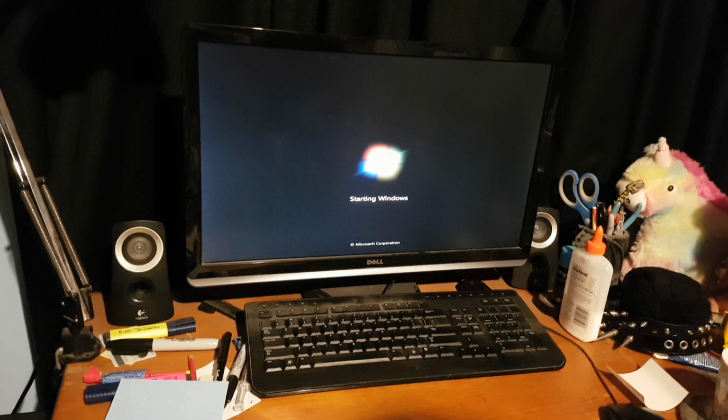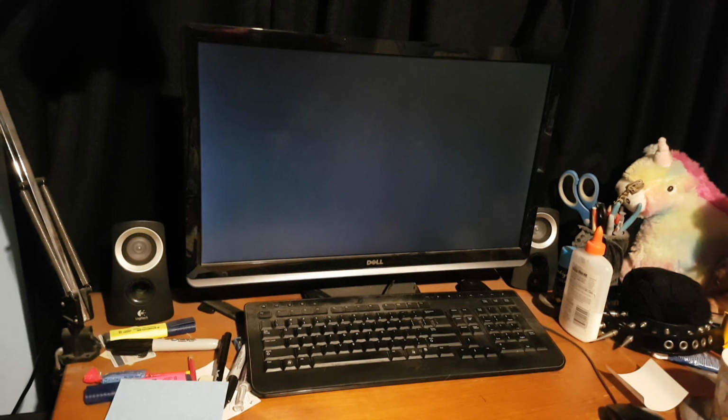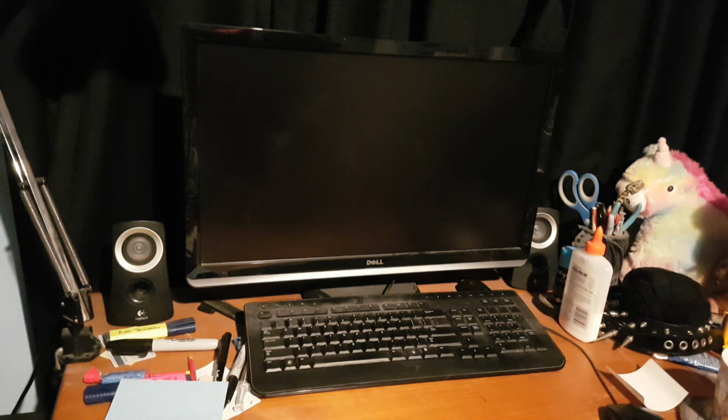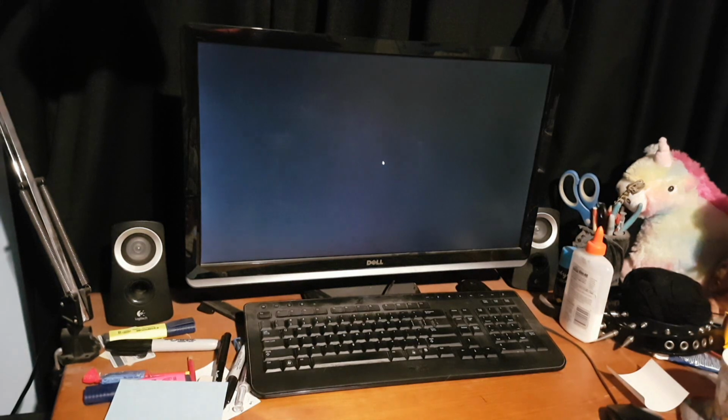Gosh, yeah, this thing's from 2011. I didn't even get it when I was living in this house. Oh man! Let's see if it gets past the starting Windows thing, because that's a bit scary, isn't it? Come on, computer! What's happening? Oh my god! It's actually starting up. Okay, so maybe I panicked for nothing.